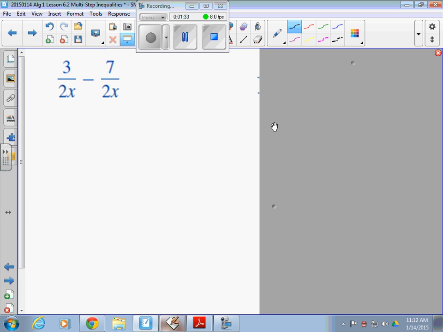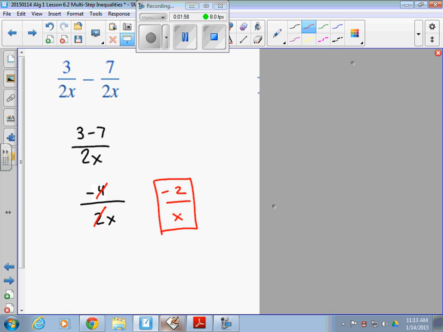Again, the numerator is different, but the denominator, the bottom, is the same. Since it is the same, keep it the same and simply subtract 3 minus 7. We know 3 minus 7 is negative 4 over 2x. The number 2 goes into both of these numbers. It goes into negative 4 negative 2 times, and it goes into itself 1 time. There's no reason to write 1 times x, so you're left with negative 2 over x for that one.